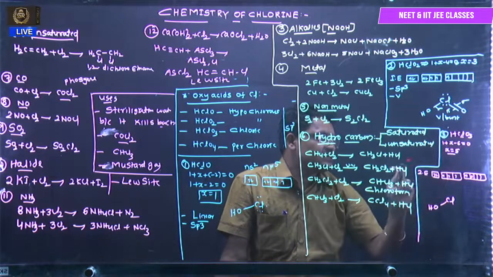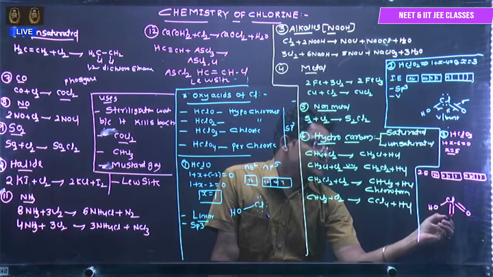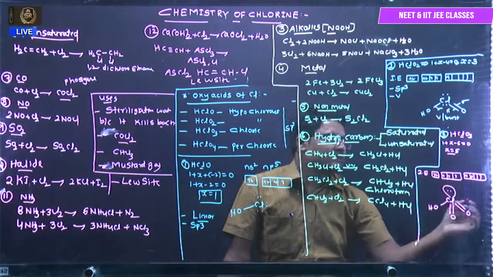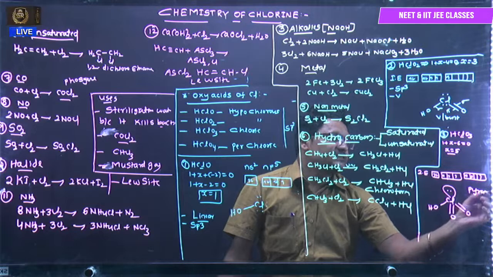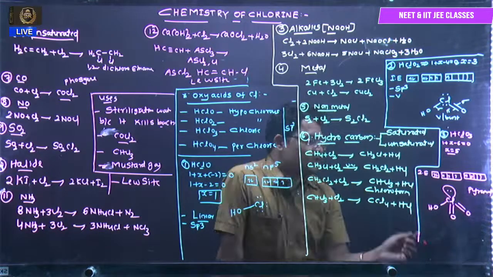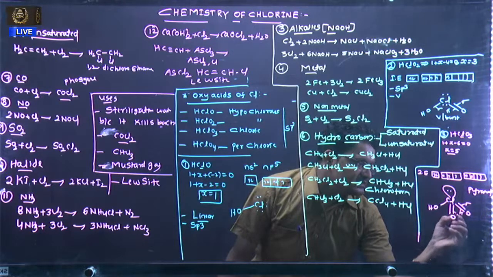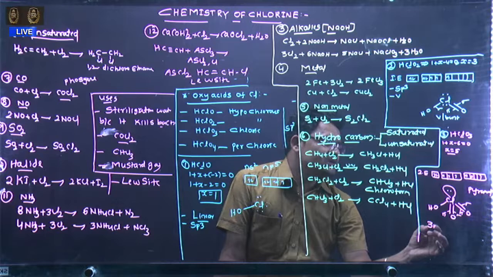One OH, and the remaining oxygen is there, so this is a double bond. This will also be a double bond. The remaining are only paired electrons. Its structure is pyramidal. So how many sigma? This is sigma, this is pi. This is also sigma, this is pi. This is sigma. That's why 3 sigma, 2 pi.